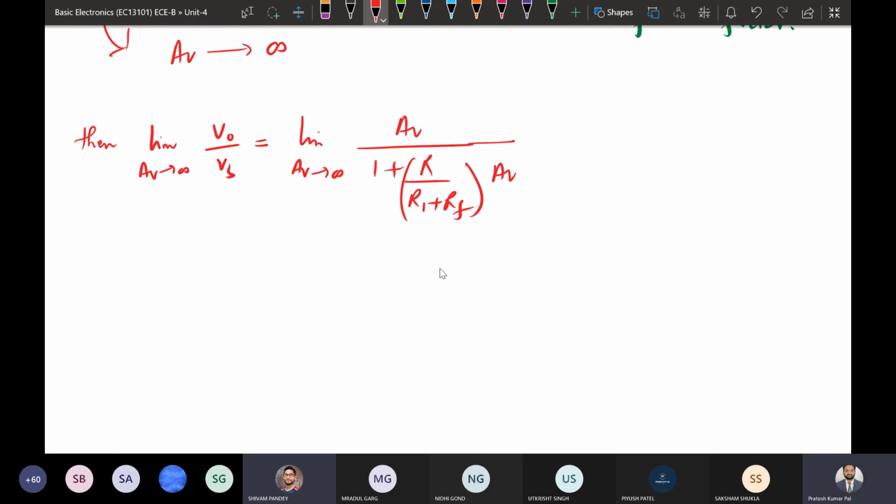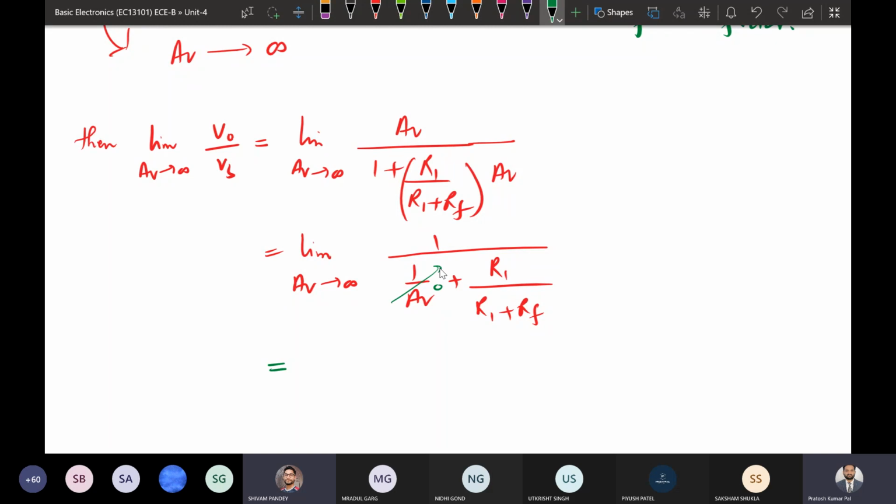As we need to put AV equals to infinity, what we need to do is divide both numerator and denominator by AV itself. So it will be the limit as AV tends to infinity of 1 divided by 1 by AV plus R1 by R1 plus Rf, by dividing both the sides by AV. So now we will be putting the value of AV. AV is equal to infinity, so 1 by infinity will be equal to 0. So this term will be coming out to be 0 by putting the value.